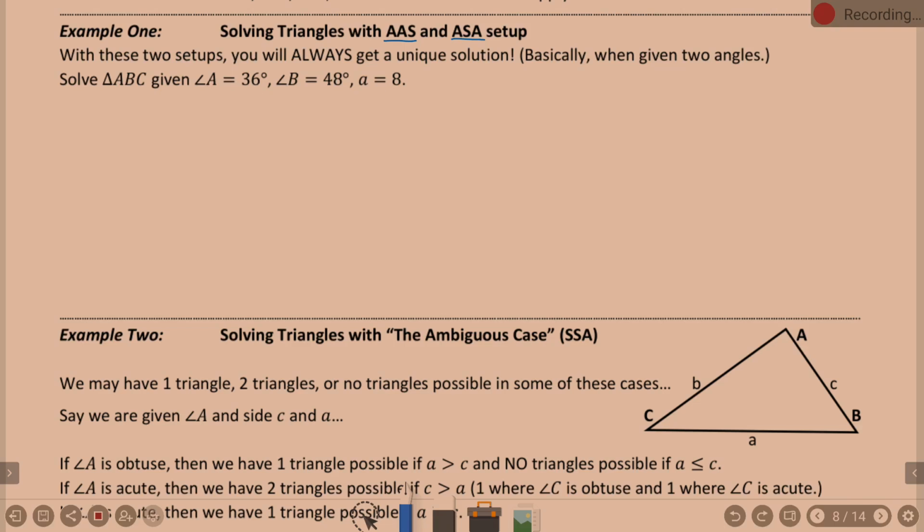With these two setups, you'll always get a unique solution, meaning there's just going to be one set of answers. We'll talk later in the lesson about when you might have multiple answers, but here there'll be just one set of answers, basically when two angles are provided. So our example with two angles asks us to solve triangle ABC, finding all missing sides and angles, given that angle A is 36 degrees, angle B is 48 degrees, and side a is 8. Notice they gave us angle A, angle B, and side a.